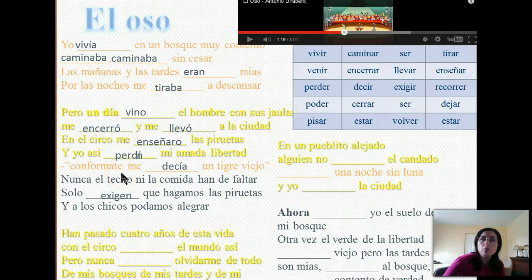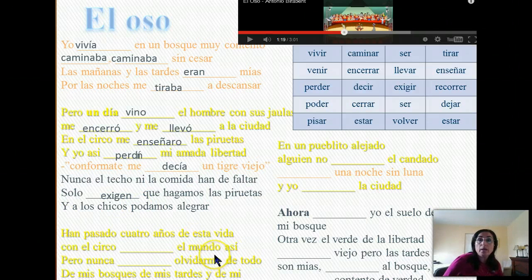Conformate, conform yourself, see? Be happy. Me decía, used to tell me, el tigre viejo. Nunca el techo ni la comida, ¿sí? Faltarán. Solo exigen que hagamos las piruetas y a los chicos podamos alegrar.